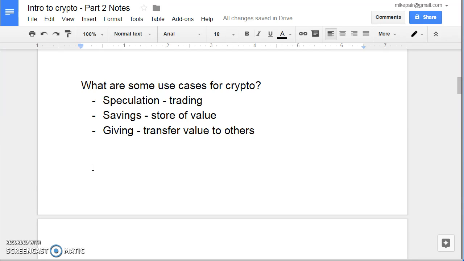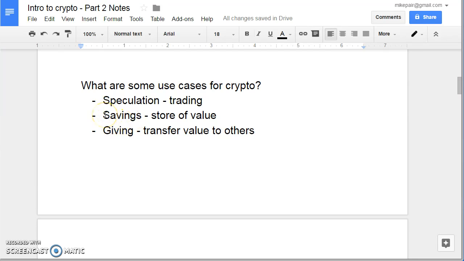I just listed a few here, and they are speculation or trading, trying to make money by the price going up from where you bought it, buy low, sell high. Or on some exchanges they allow you to short, where if you think the particular token you're looking at is too high and that it's going to drop, they allow you to short and buy back.